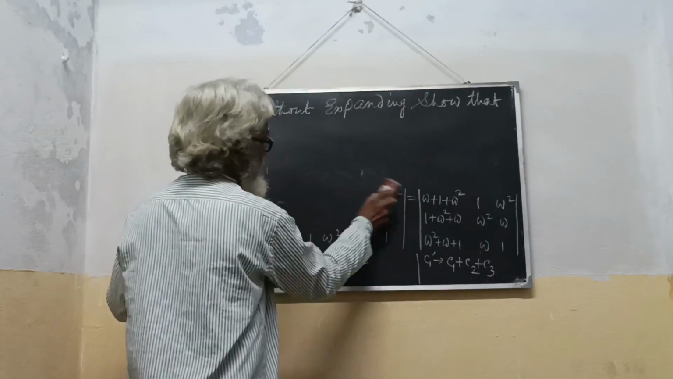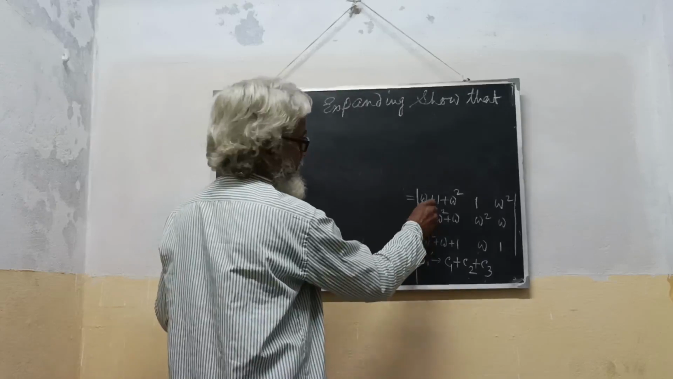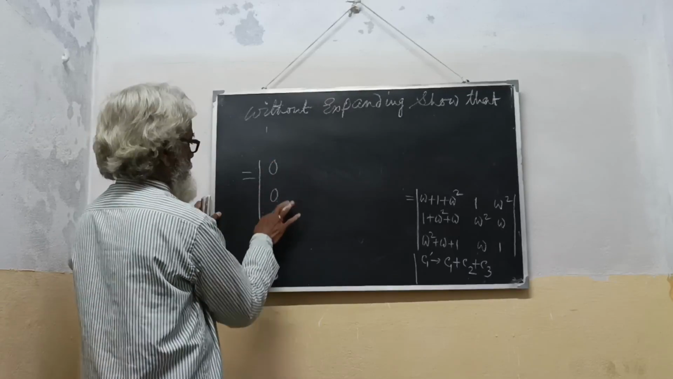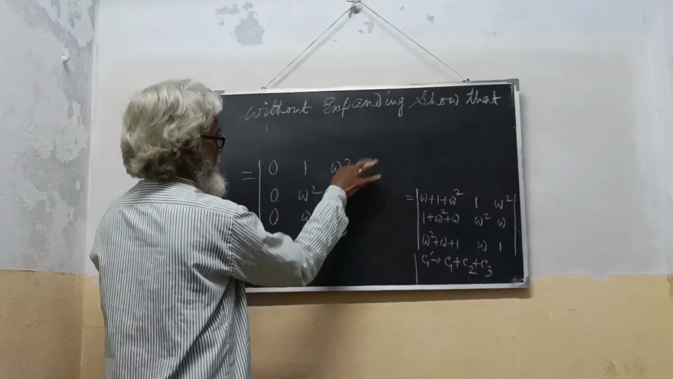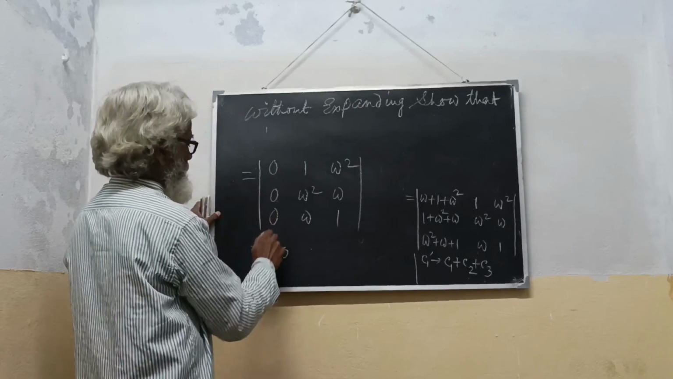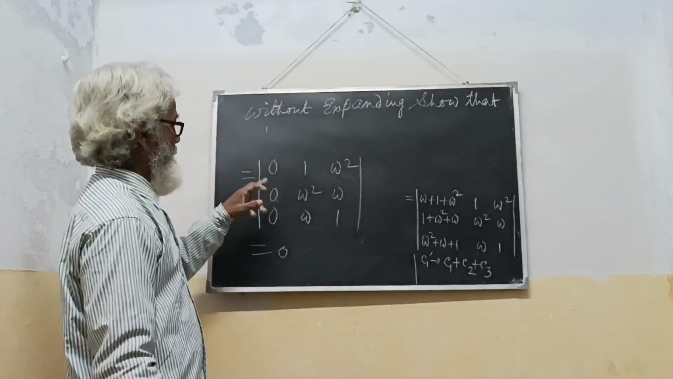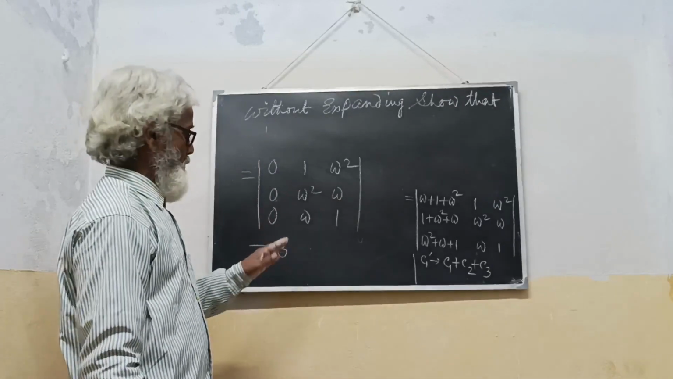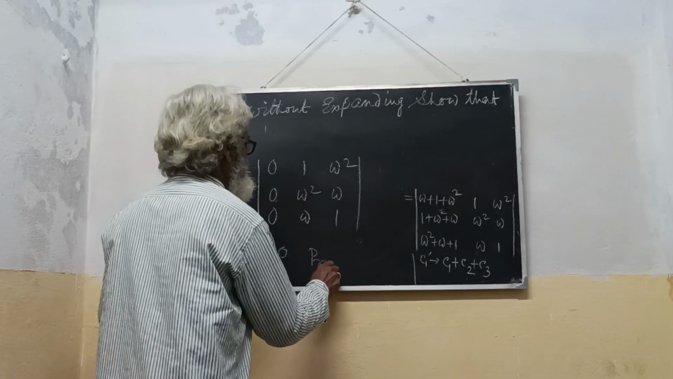So you get this is 0, this is 0, this is 0. So equal to 0, 0, 0, 1, omega square, omega, omega square, 1. Clearly this is 0. All these elements are 0. Why clearly 0? If you expand by considering the elements of first column, you get 0 into something 0, minus 0 into something 0, plus 0 into something 0. So the result will be 0. So we have proved this problem without expanding.